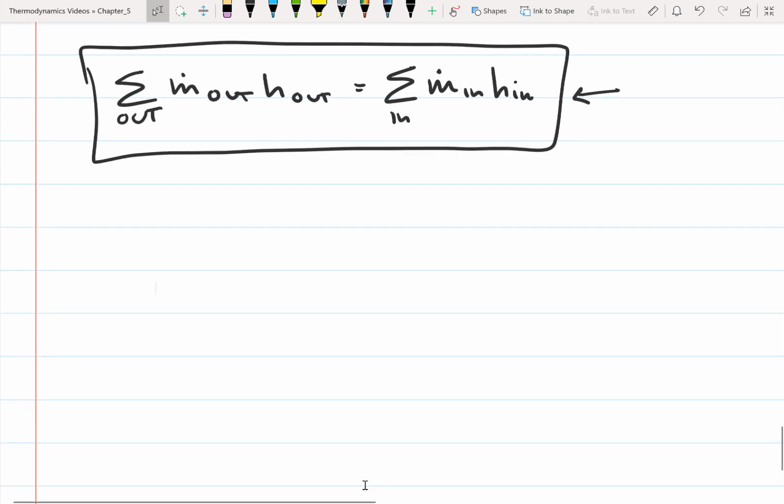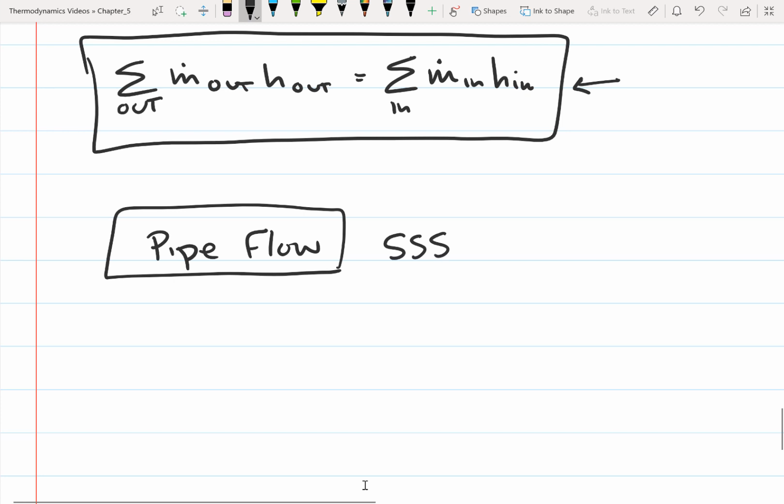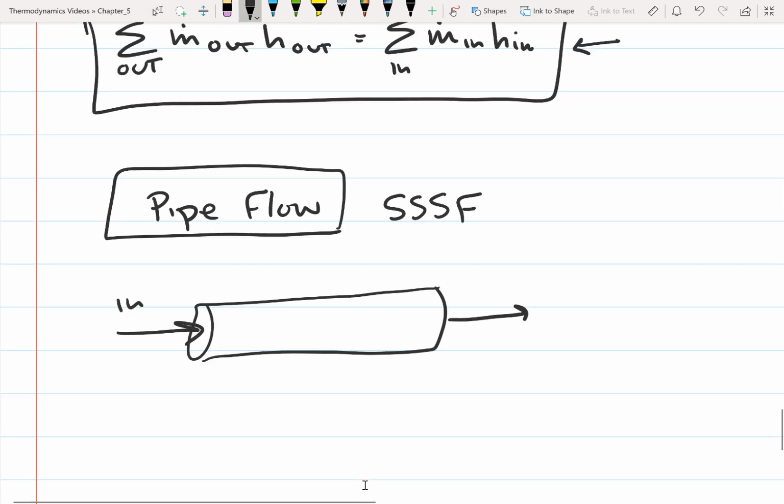So now let's talk about pipe flow. Pipe flow might have actually been better to fit under the single stream steady flow devices, because the pipe flow is going to be single stream steady flow. So in a pipe there's flow in and flow out. So let's say we have our pipe, we have our flow in, and we have our flow out.